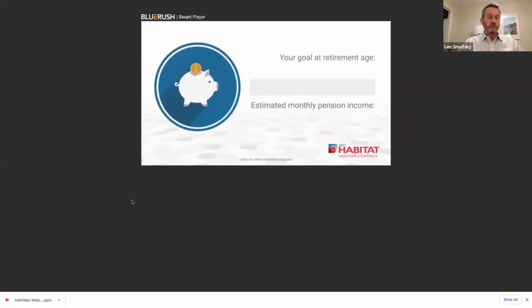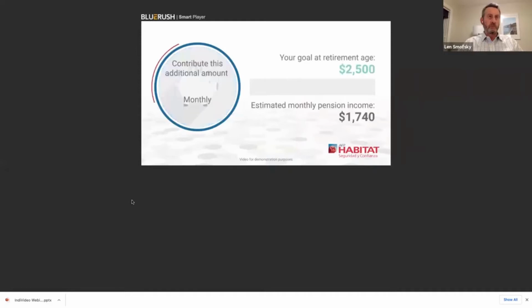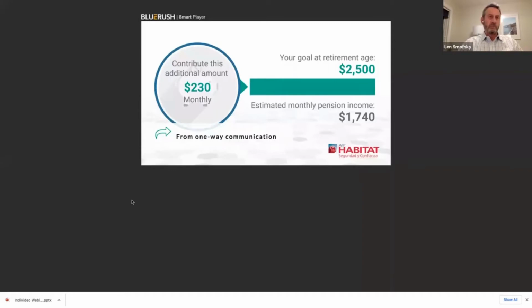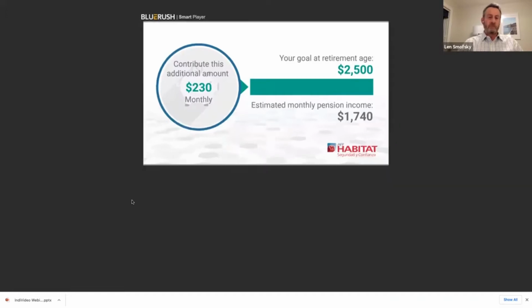Okay, based on getting your monthly pension to this amount, here's how much you would need to add to your current contribution to get there by age 65. This interaction transforms the statement from one-way communication into a two-way interaction. This allows you to provide a new level of service while gaining important new customer learnings.